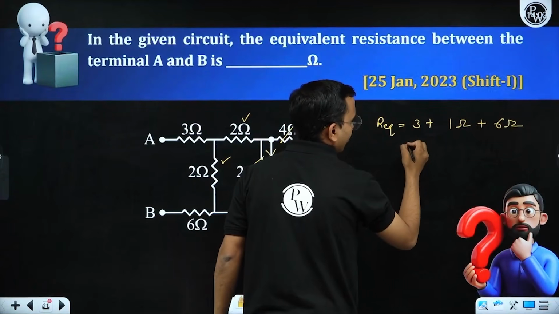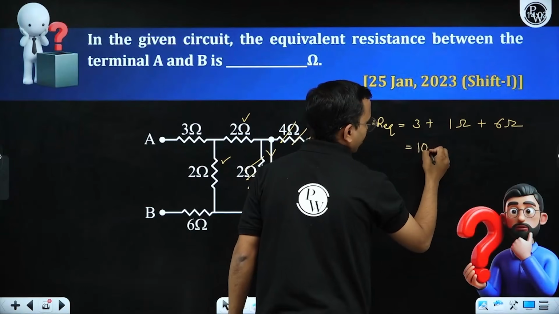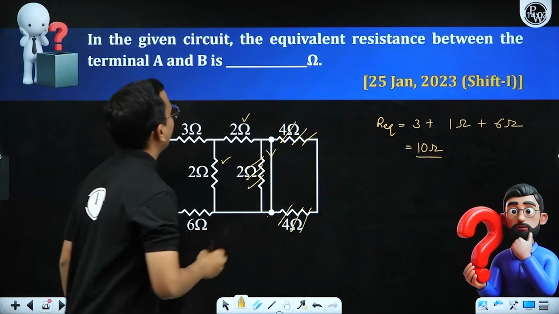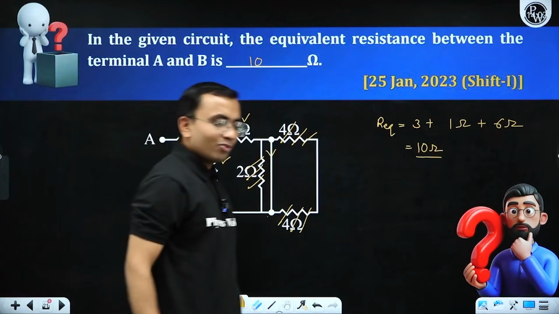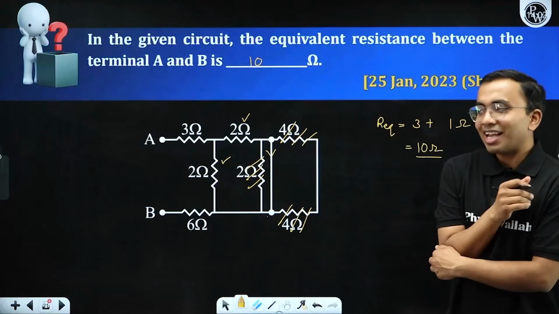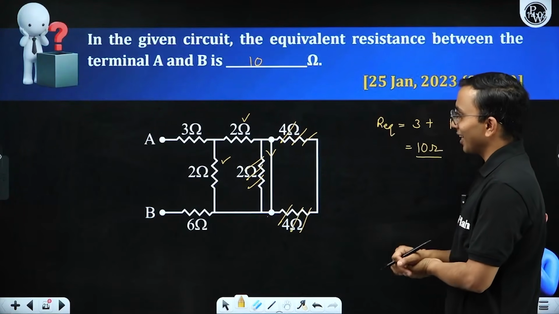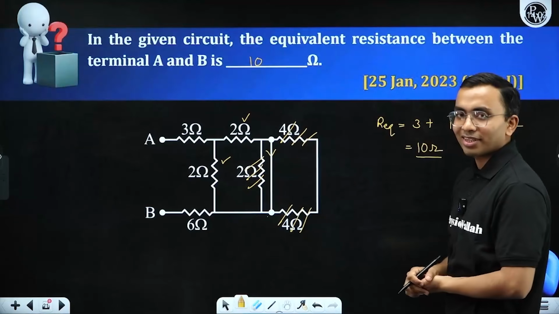6, 3, 9 plus 1, 10. So equivalent I got as 10. What easier question can be, you can say, as compared to this question?